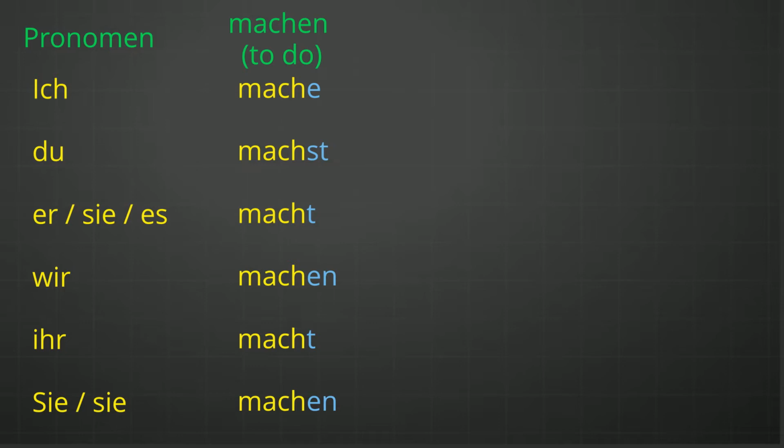Here you can clearly observe only the ending en is changing for all the pronouns. For ich you have to replace en with e. For du you have to replace en with st. For sie, es you have to replace en with t. For wir you have to replace en with en. For ihr you have to replace en with t. For sie you have to replace en with en.